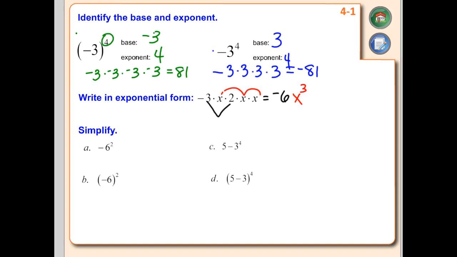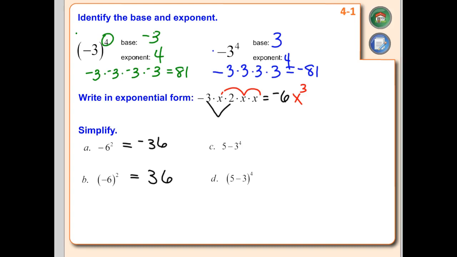Very nicely done. Now, because of what we said, let's see if you remember what happens here. What's the answer to letter A? Ooh, did you notice no parentheses? So that means this is negative 36. But when I look at letter B, negative 6 is inside the parentheses, so that's my base. Negative 6 squared is negative 6 times negative 6, which is positive 36.